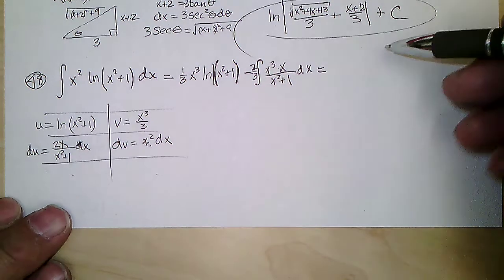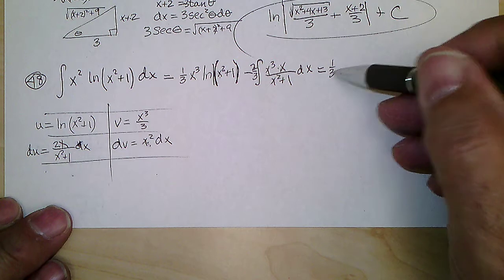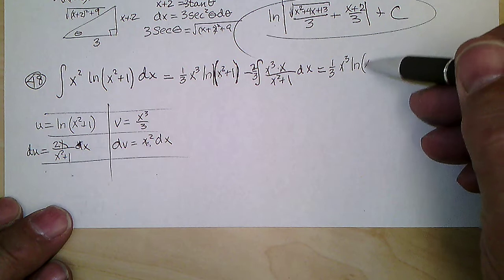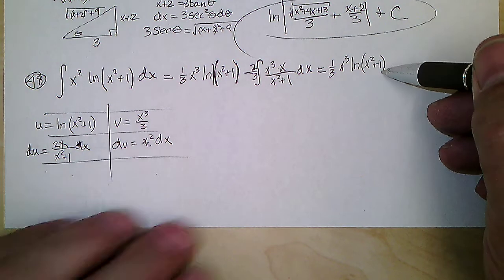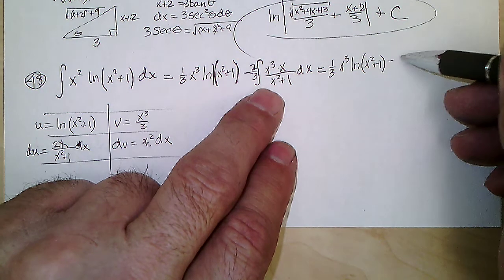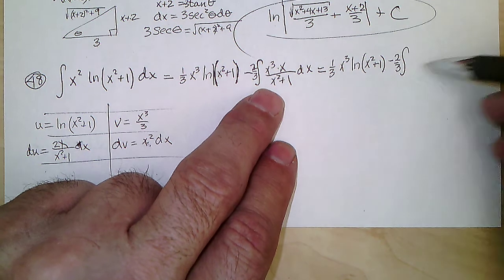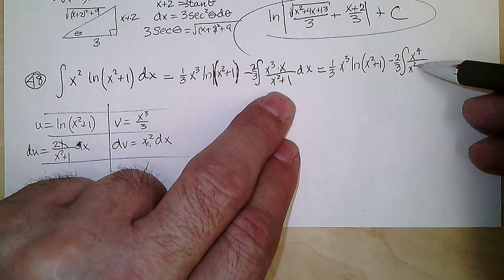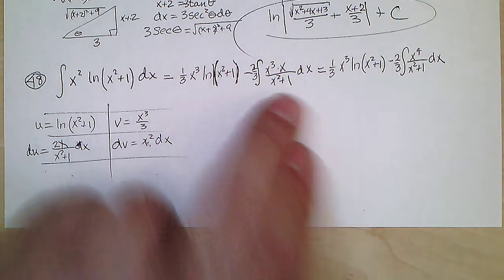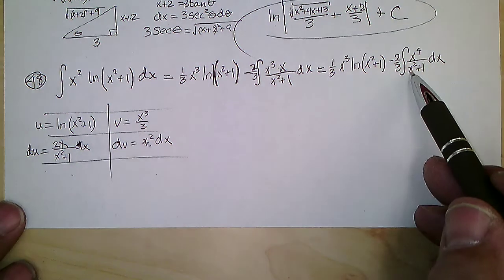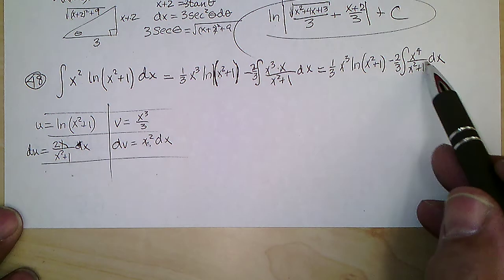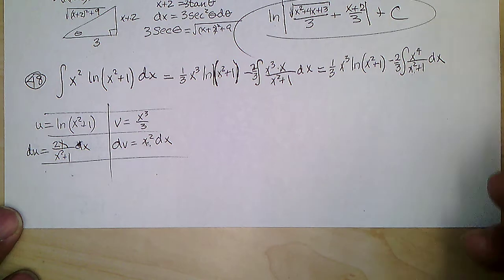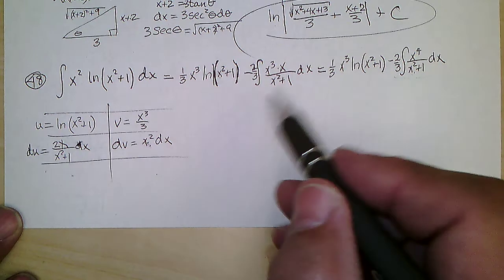So I have 1/3 x to the third ln of x squared plus 1 minus 2/3 the integral of x to the fourth over x squared plus 1 dx. Well, we might be able to do u substitution in this, but then that would leave an x to the third, which is going to get messy. So this is where a trig substitution might be good.